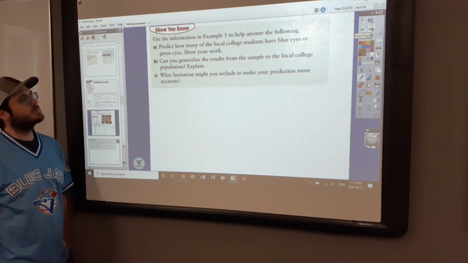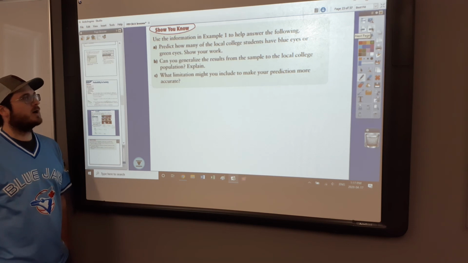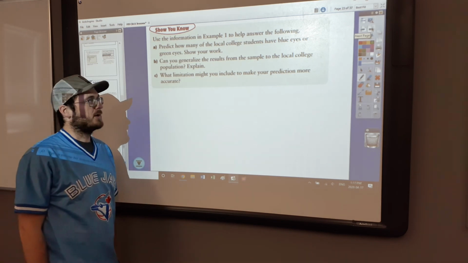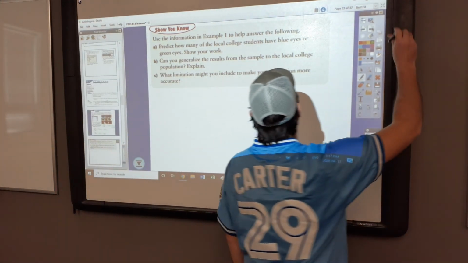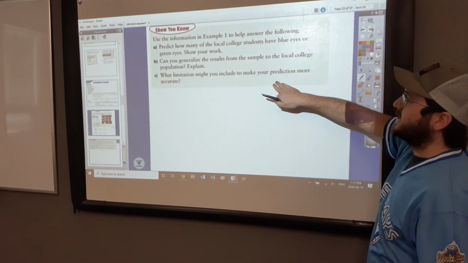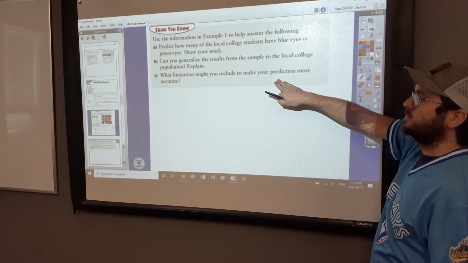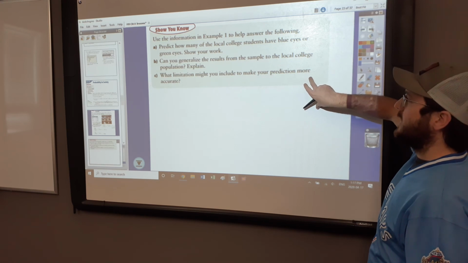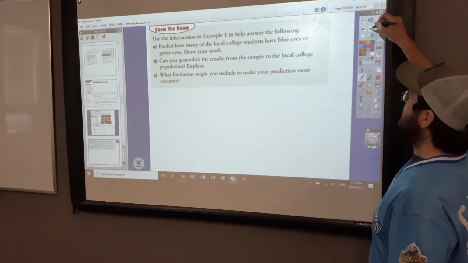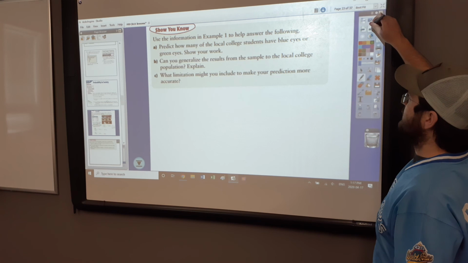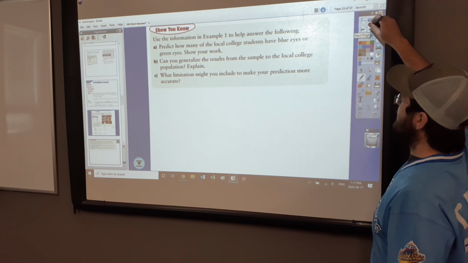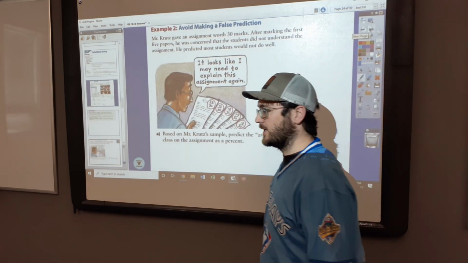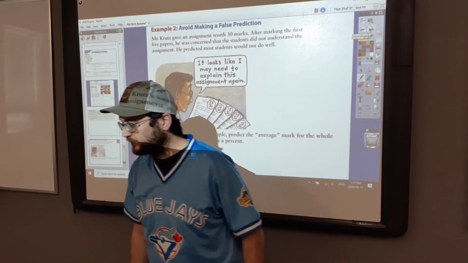Can you generalize the results from the sample to a local college? We've talked about that. Maybe you can, maybe you can't. I would say maybe you can't. So what limitation would you include to make your prediction more accurate? You would just state that. If you think, yeah, the eye color could change from college to high school because you have various different reasons for that, then just state that as you make that assumption. Okay.